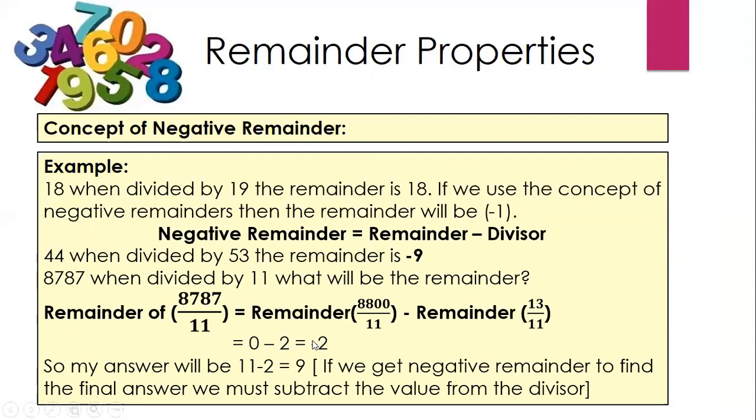But we cannot say minus 2 is our remainder. So after finding out the negative remainder, we need to subtract that value from our divisor. So our answer will be 11 minus 2, 9 is the remainder. Okay. Whenever we are getting the negative remainder, we need to subtract it from the divisor to get the absolute value of the remainder. So by using the negative remainder concept also, we can solve the problem.